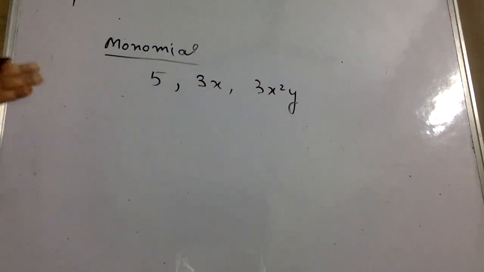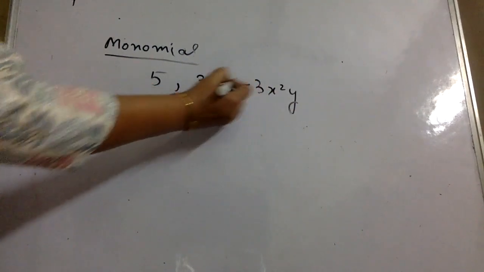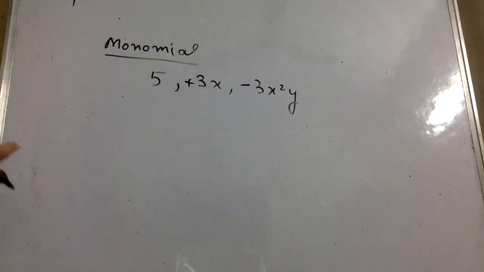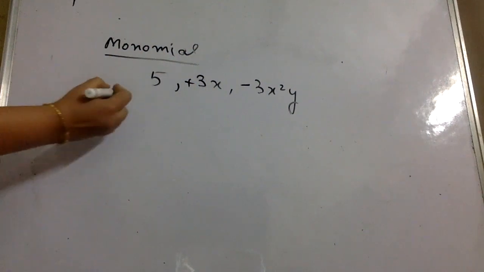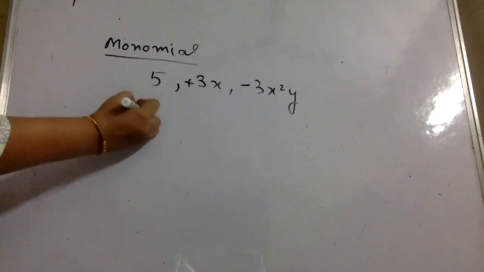So, these are all monomials. The sign does not matter. It can be minus here and a plus here. Okay. Now come to binomial.